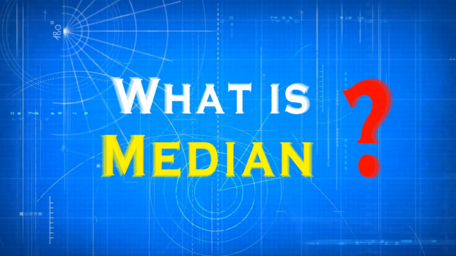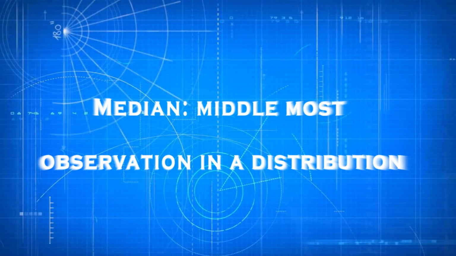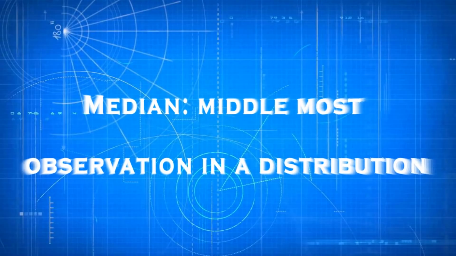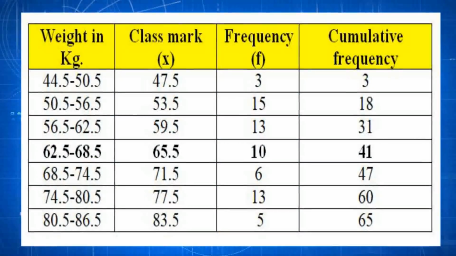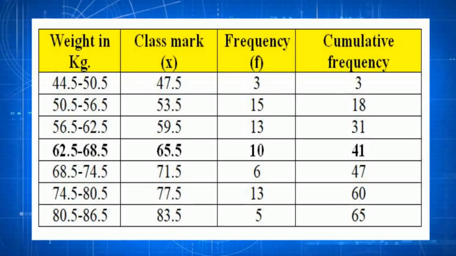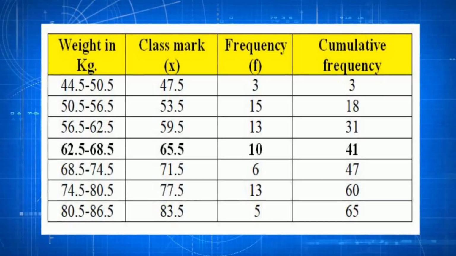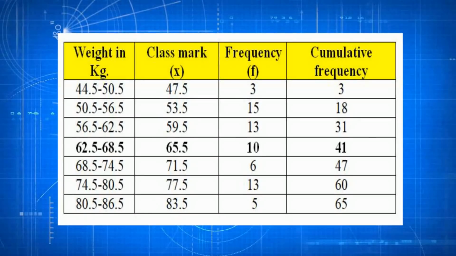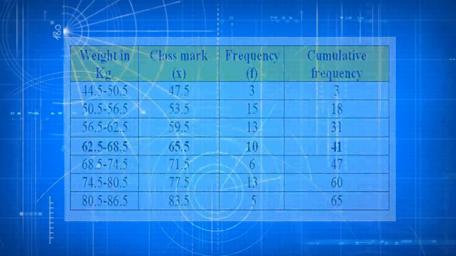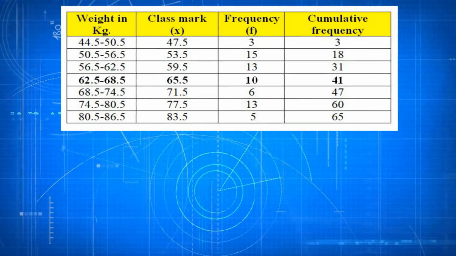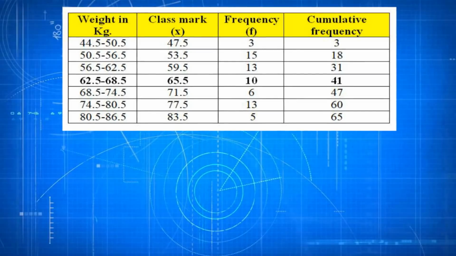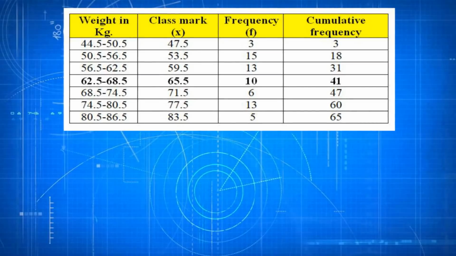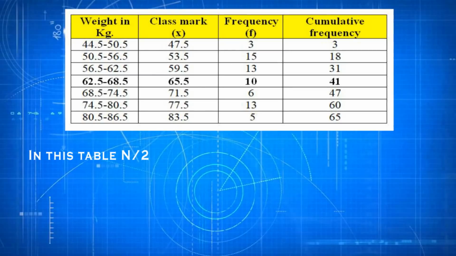Now, what is median? Median is the middlemost observation in a distribution, and we find it by calculating the cumulative frequency first. The purpose of calculating the cumulative frequency is to get the middlemost value. Say, for example, in the table presented here, you can see that the total number of samples is 65. If you divide 65 by 2, you will get a value of 32.5. Now, it will be interesting to locate the position of the 32.5th individual in the distribution. If you look at the class interval 62.5 to 68.5, the cumulative frequency here is 41. So, the 32.5th individual will lie in this median class.